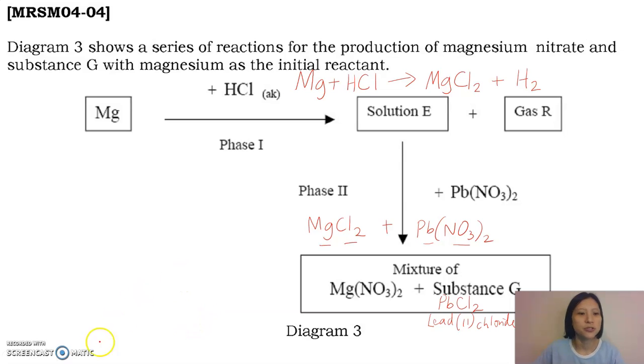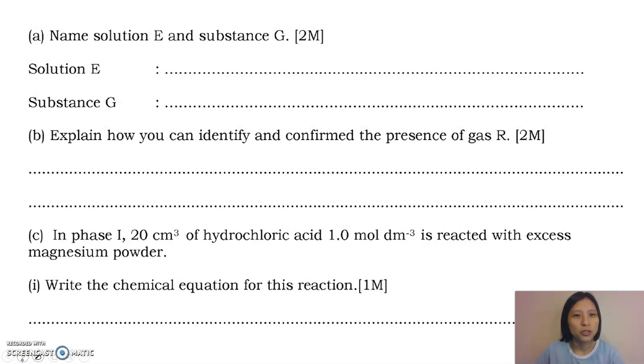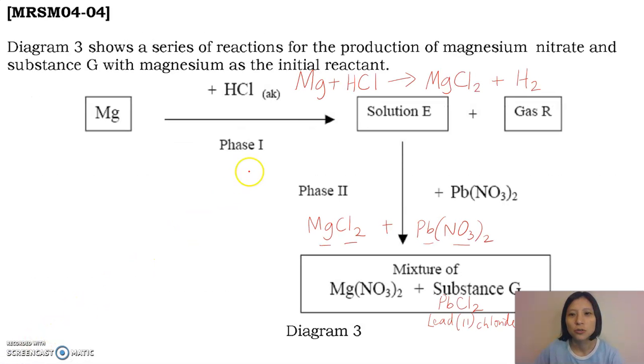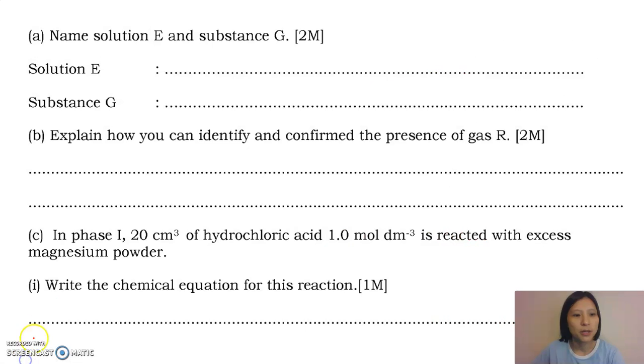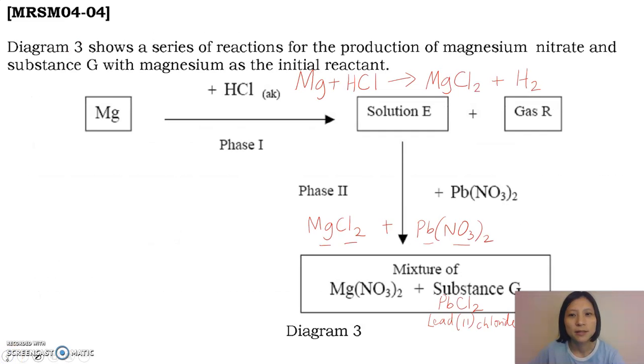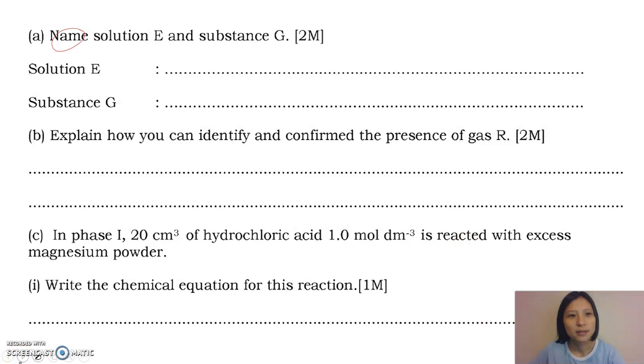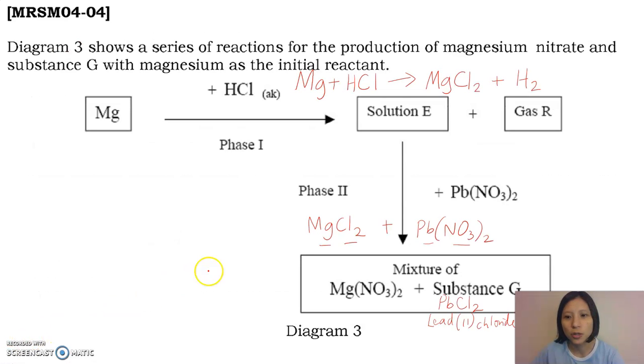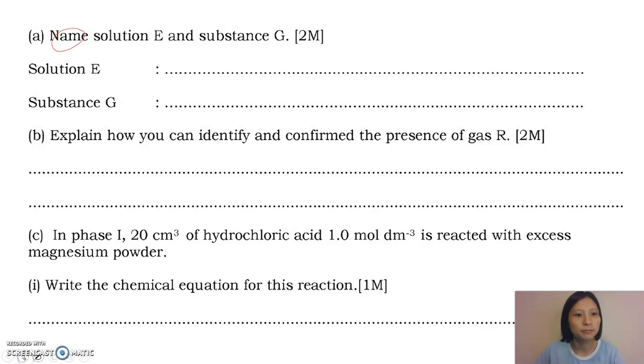Okay, let's look at the questions now. So the first thing you'd always do is look at the diagram given, write all the equations, and then go to the questions. Name solution E and substance G. So solution E is magnesium chloride. Now please remember to name. Name means you have to write the full name. Magnesium chloride. And substance G. What is substance G? Name. Lead 2 chloride.